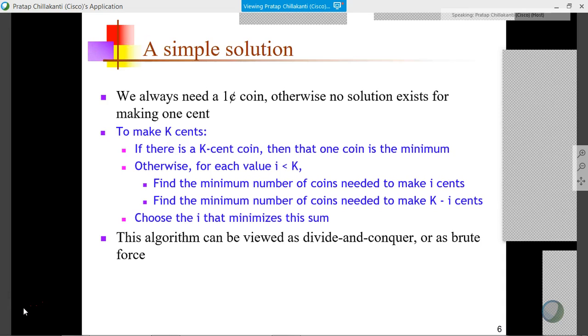This algorithm is a divide and conquer algorithm in essence, or brute force, whichever way you call it, it doesn't matter. You can see that the moment you say for each one, that means there's a recursion there, right? When you're saying find the minimum number of coins you need to make i cents, and then for the rest of the coins, again you do the same thing. Anything to do with recursion, from the previous chapter, we have seen that it could be exponential work.